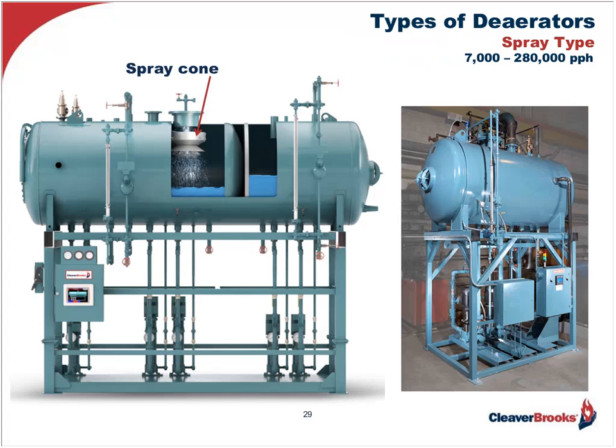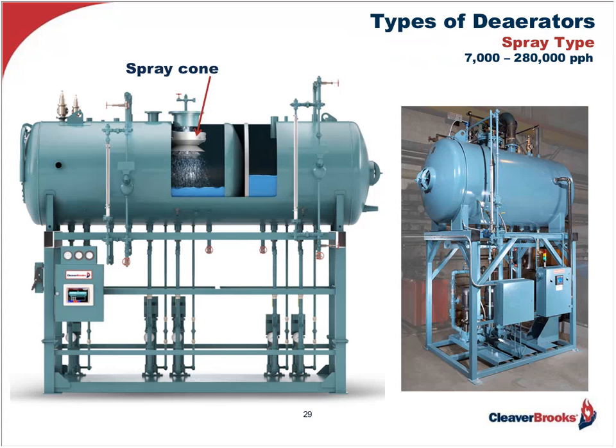Now for the various types of deaerators and how they operate, we'll begin with the spray type. As you can see on the screen, these deaerators normally range in capacities from about 7,000 pounds of steam per hour to 280,000 pounds. This rating, of course, is what the boilers produce, and the deaerator needs to pick up this evaporation rate in the form of boiler feed water.